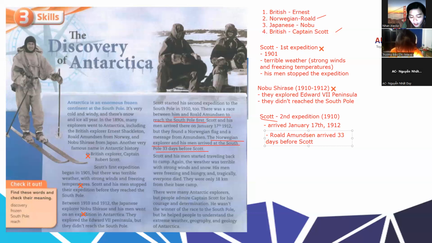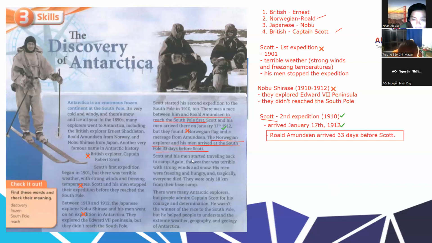Meaning, after a month, or last month for example, Amundsen was here already. So Amundsen was the first one. All right, can you still follow? Yes. All right. Now, the race was successfully done, right? In the second expedition, he arrived in 1912 again, but sadly, the winner is Roald Amundsen because he arrived there 33 days before Scott.